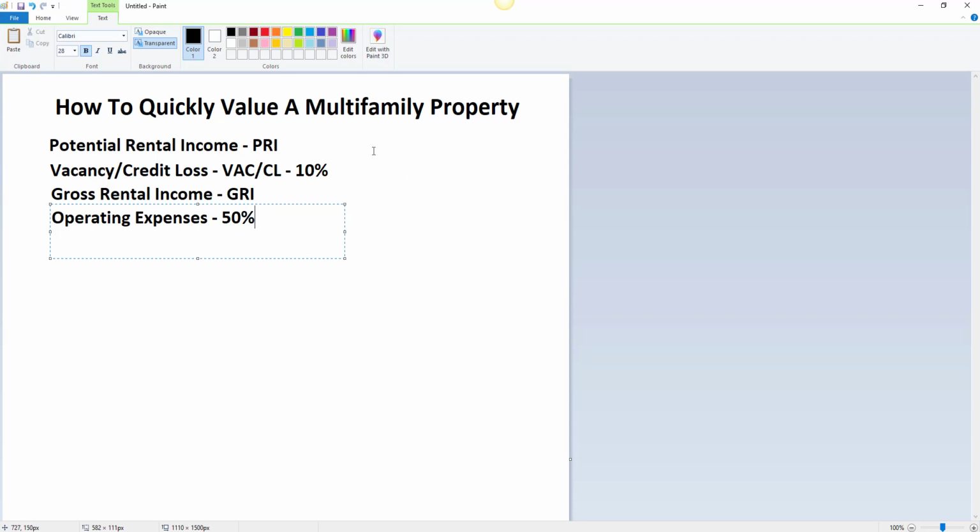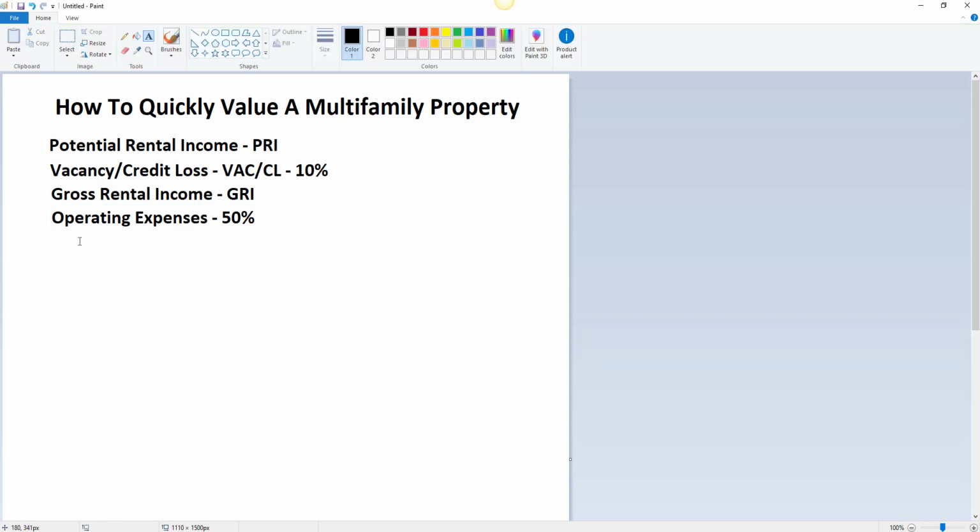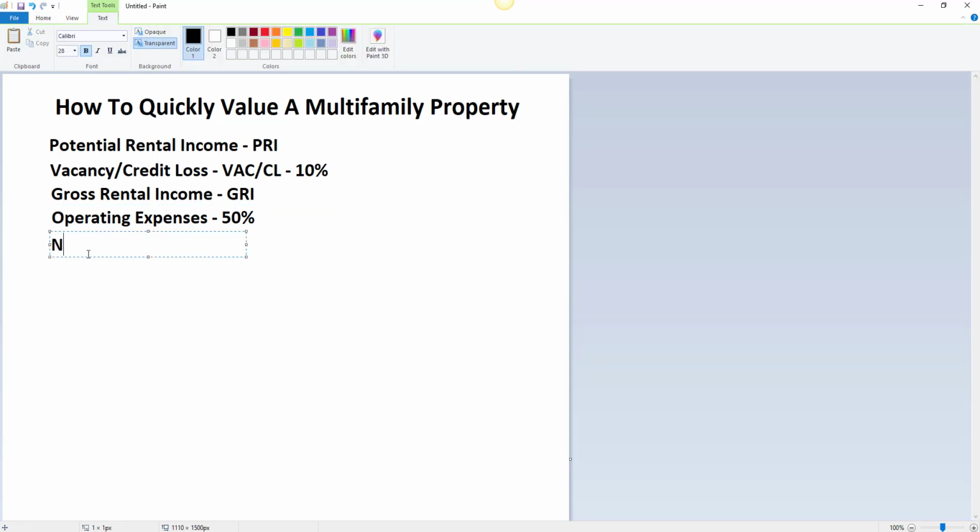So if we know average rents are $700 a month, we can quickly calculate what that potential rental income is. We're just going to give it a 10% vacancy credit loss, subtract those two numbers to get our gross rental income, divide it by 2 or multiply it times 0.5 or however you want to do it, which will give us our net operating income, or NOI, which everybody probably hears quite a bit in the investment world.